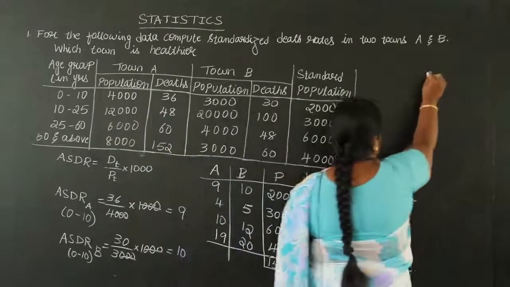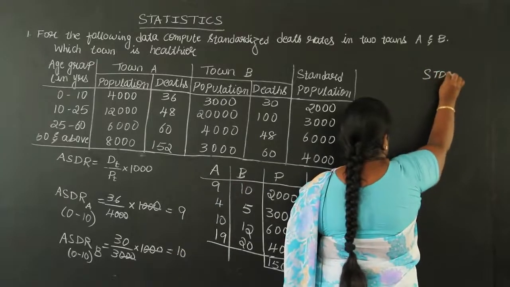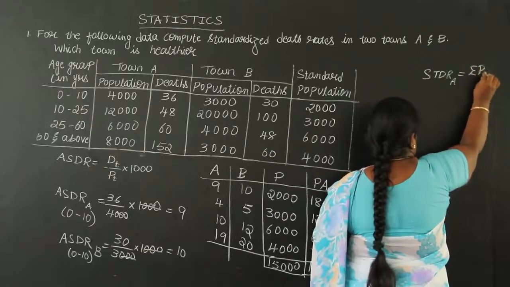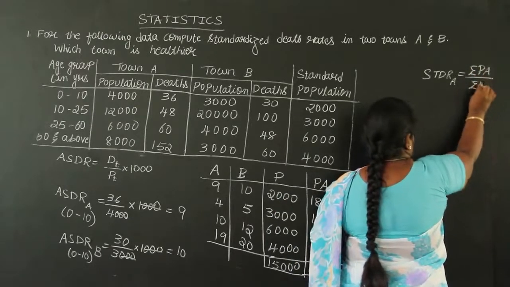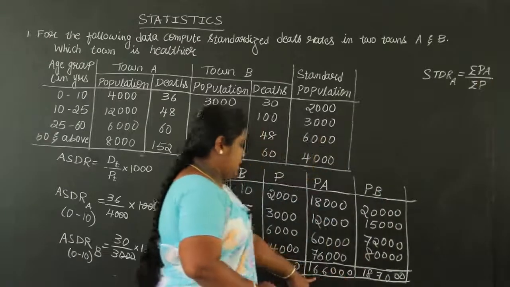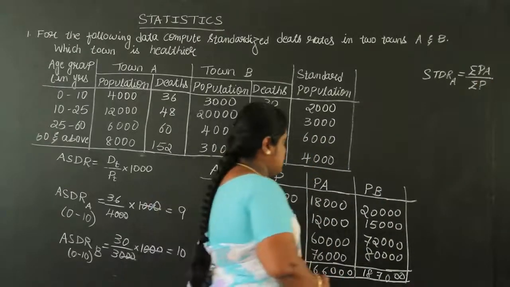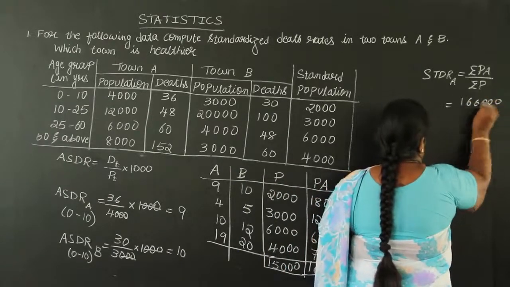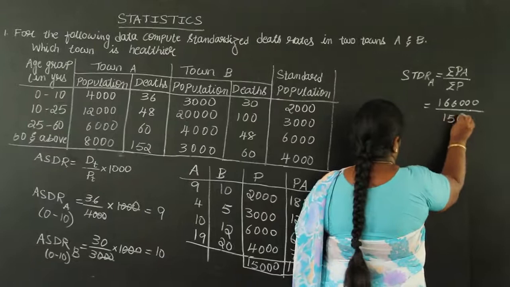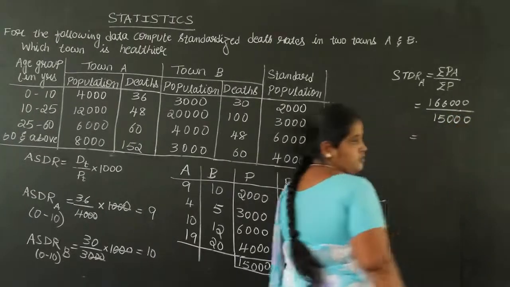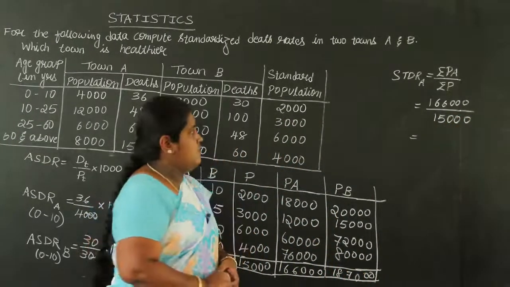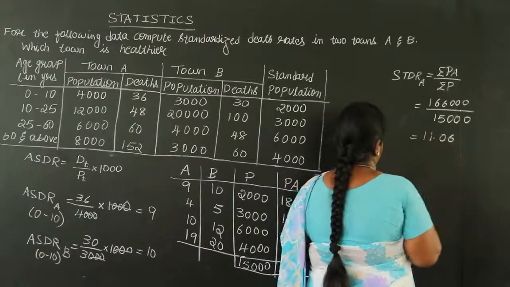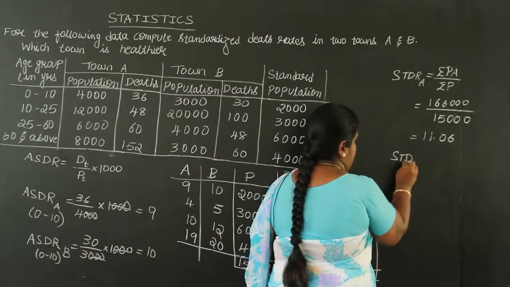Then we have to use the standardized death rate formula and calculate with that. So what is the formula of standardized death rate? It is STDR of A equals sigma PA divided by sigma P. So sigma PA is 1,66,000. So 1,66,000 divided by 15,000, you'll get 11.06.